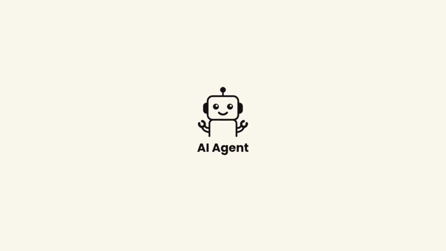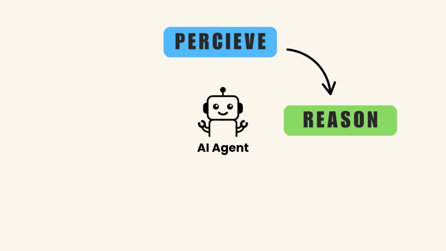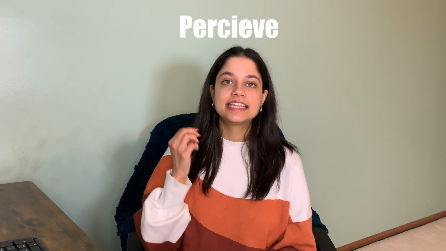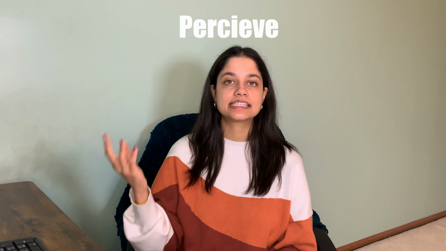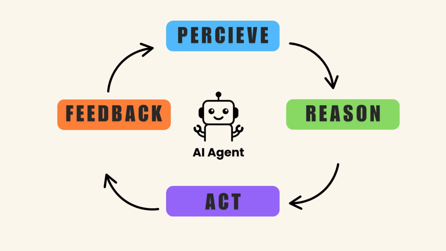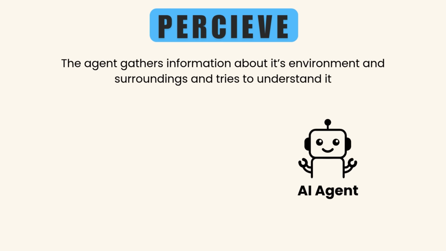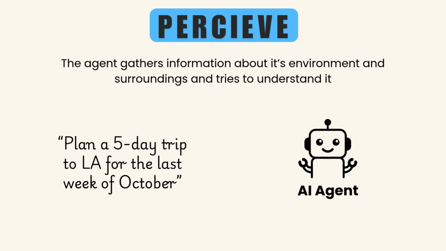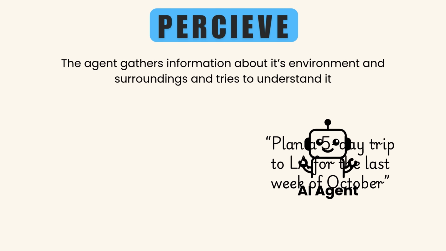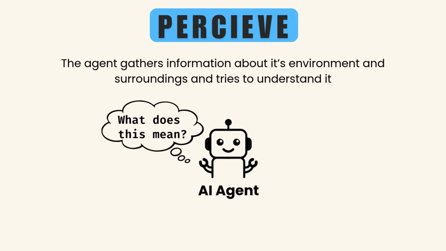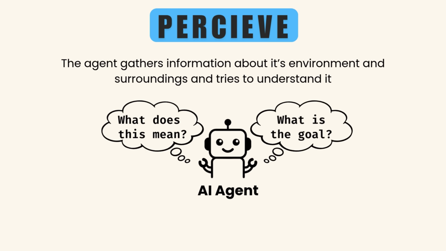They follow a perceive, reason, act, feedback loop or workflow. Let's walk through that workflow using our example of planning a trip to LA. The first step is perceive. In this step, the agent tries to take in its environment and surroundings and tries to understand and make sense of it. In our example, in this step of the workflow, the agent would read in our input text of plan a 5-day trip to LA for the last week of October and try to understand what it means and what goal we're asking it to achieve.